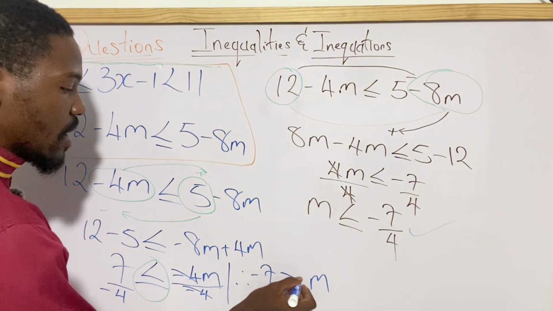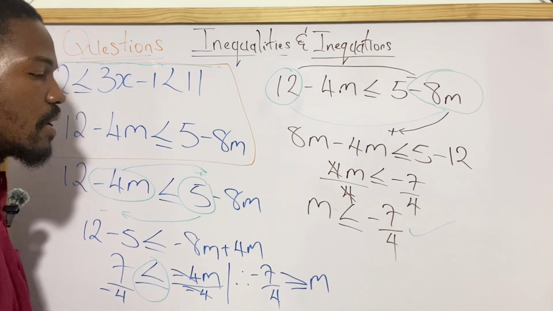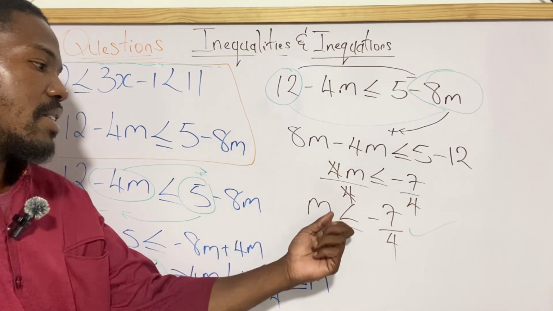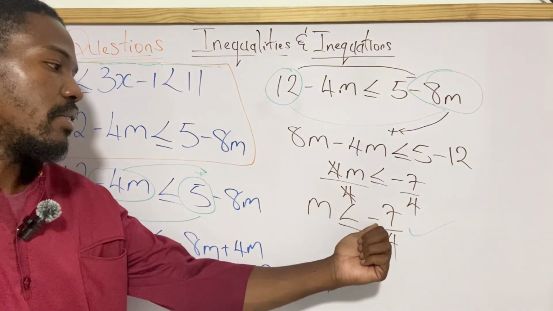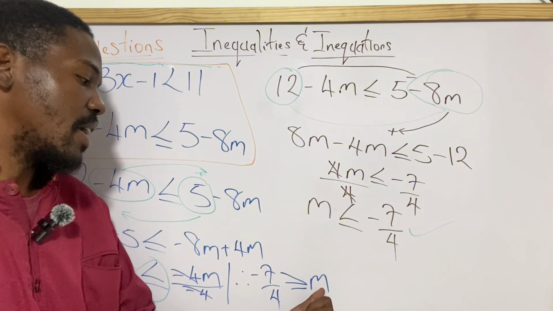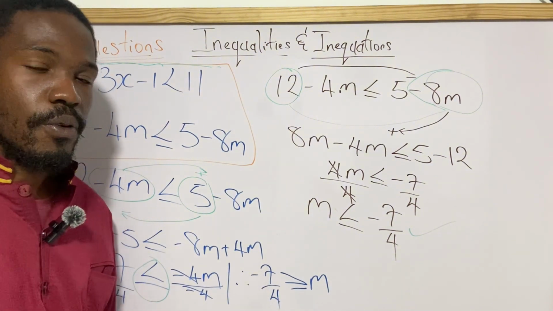And so we would actually have negative 7 over 4 is greater than or equal to m, which is literally the same thing, because this is saying that m is less than or equal to negative 7 over 4. And here, if we read it from right to left, we see that m is less than or equal to negative 7 over 4.